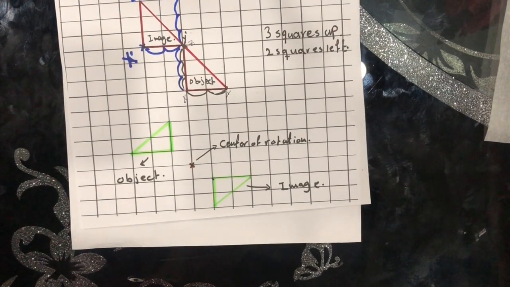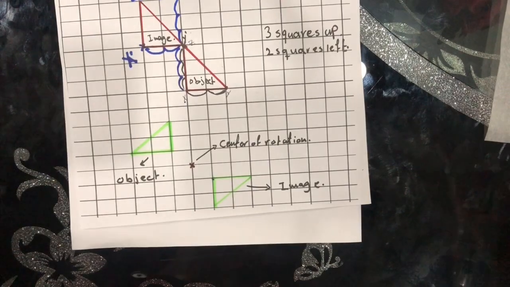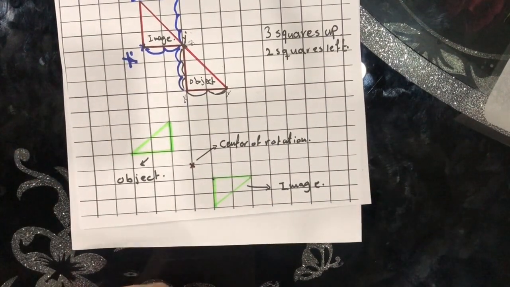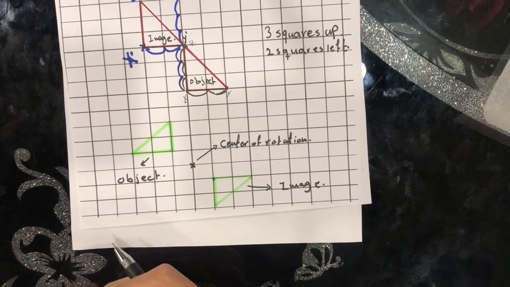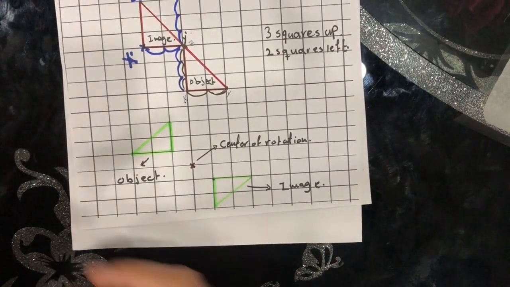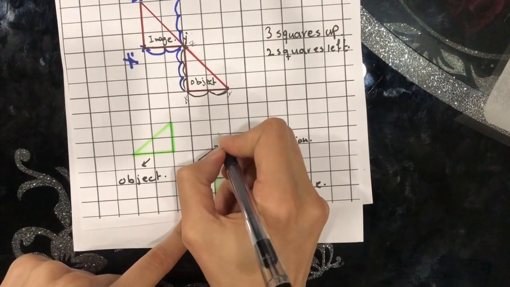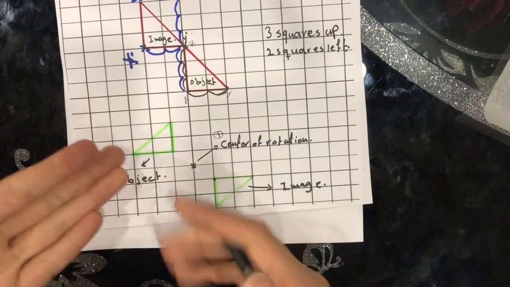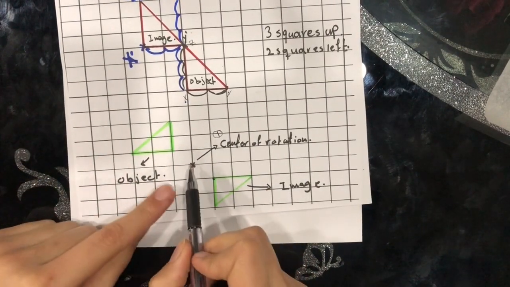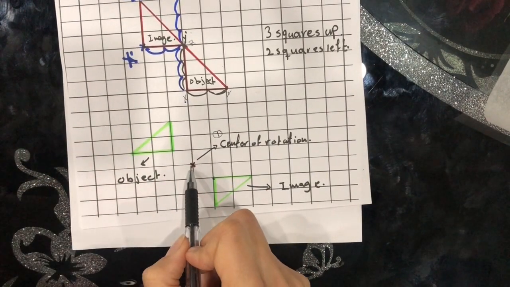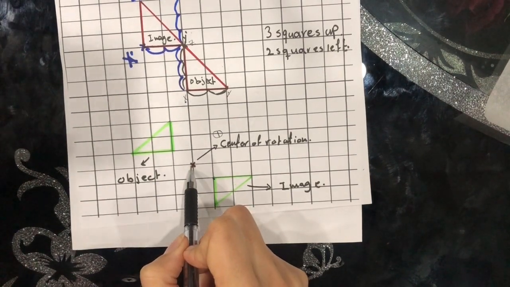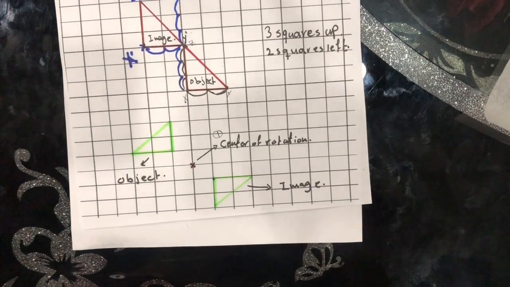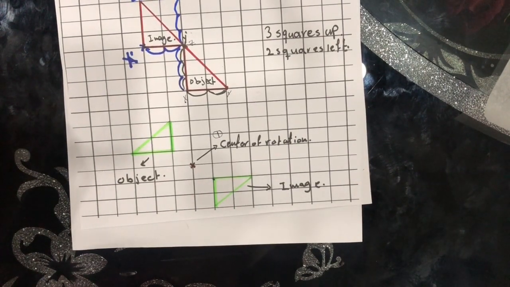There is no one way better than the other. For each object that we rotate, we need 2 pieces of information. First thing, we need to know where the center of rotation is. For this figure right here, for this object, the center of rotation is here. Of course, the question will always assign the center of rotation. The second thing you need to know is, are we rotating it counterclockwise or clockwise?